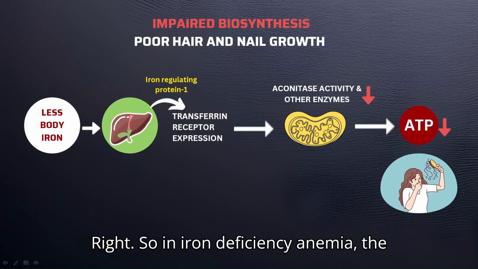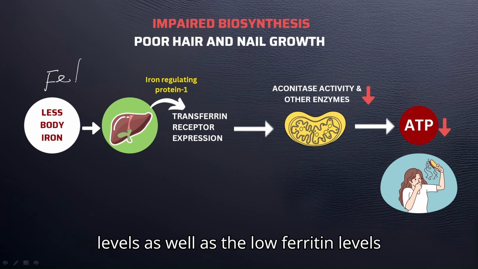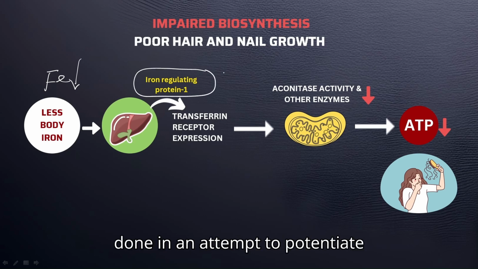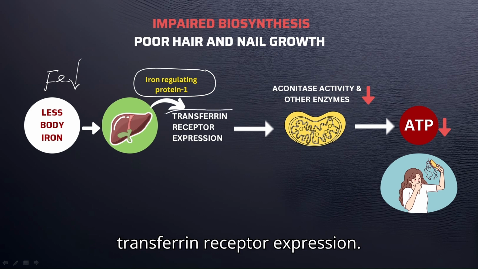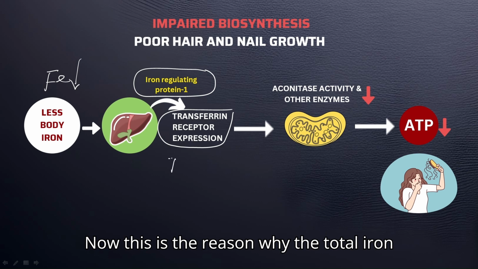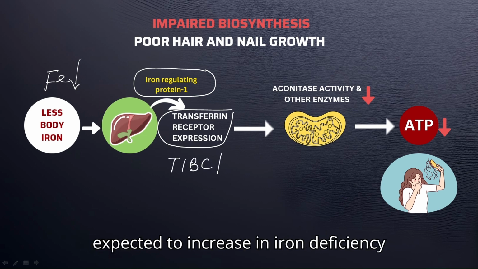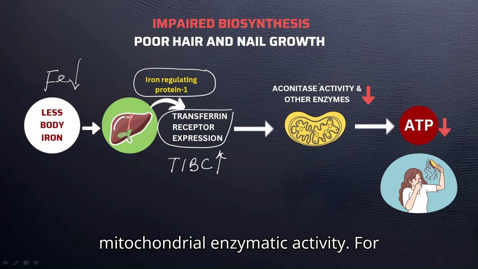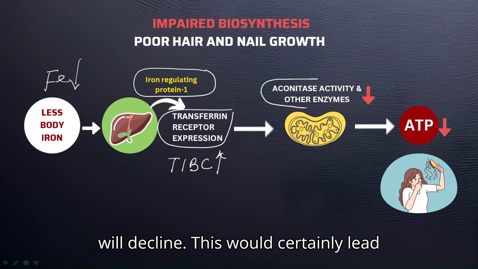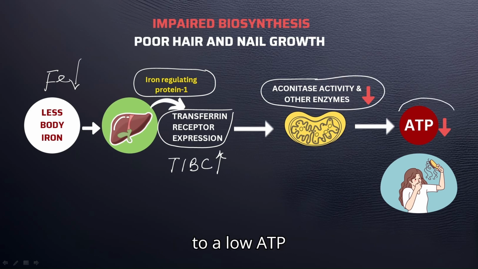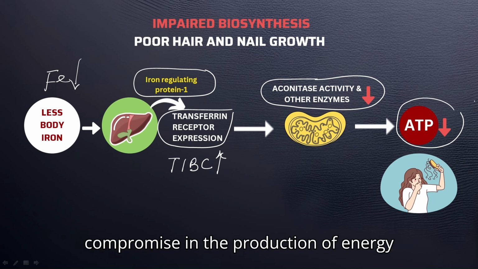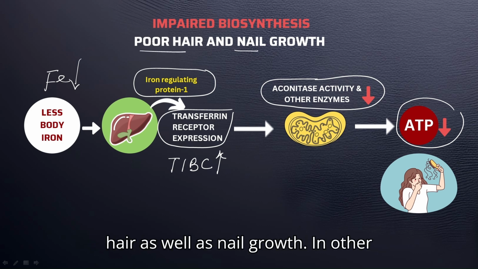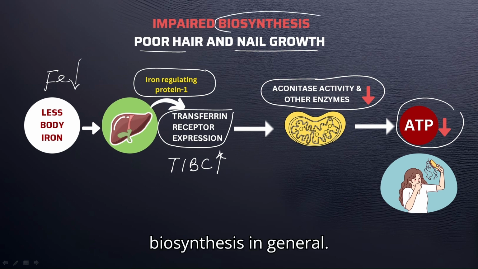Right, so in iron deficiency anemia, the liver responds to the low iron levels as well as the low ferritin levels by producing iron regulating protein 1. Now, this is done in an attempt to potentiate transferrin receptor expression. Now, this is the reason why the total iron binding capacity would also be expected to increase in iron deficiency anemia. This in turn reduces mitochondrial enzymatic activity. For example, aconitase enzyme's activity will decline. This would certainly lead to a low ATP production. It results in a compromise in the production of energy by the cells. So there will be poor hair as well as nail growth. In other words, there is an impaired biosynthesis in general.